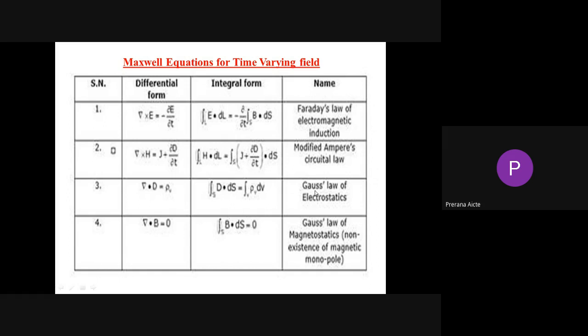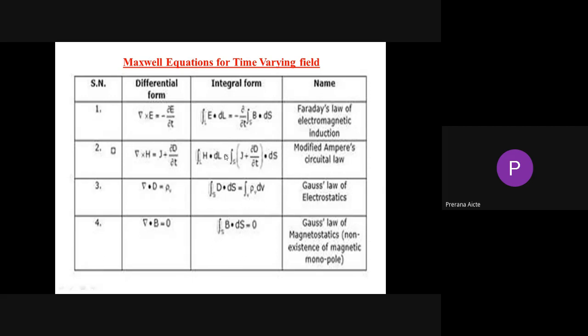Now, the Gauss laws of electrostatics and magnetostatics are defined based on the dot product, whereas the other two laws are defined based on the cross product, that is del cross E and del cross H. First, del cross E is equal to minus dou B by dou t. This is Faraday's law of electromagnetic induction. Another formula is del cross H is equal to J plus dou D by dou t, where J is the current density. In integral form, integral of H dot dL is equal to integral of (J plus dou D by dou t) dot dS.